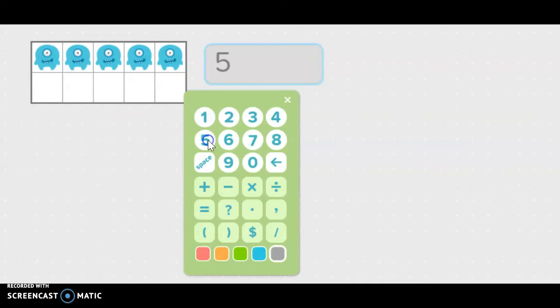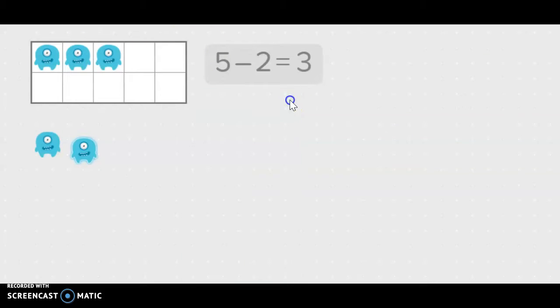Right now we have 5. 1, 2, 3, 4, 5 monsters. This time we're going to take away 2 monsters. So let's do that. Take away 2, 1, 2. And then we can see that we have 1, 2, 3 monsters left. So we can say that if you start with 5 monsters and you take 2 away, you get 3 left over.